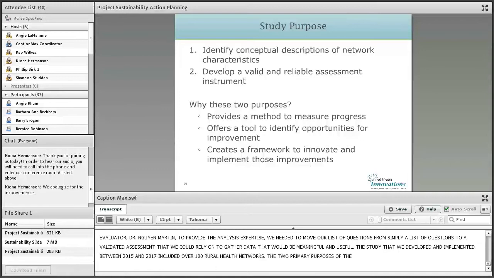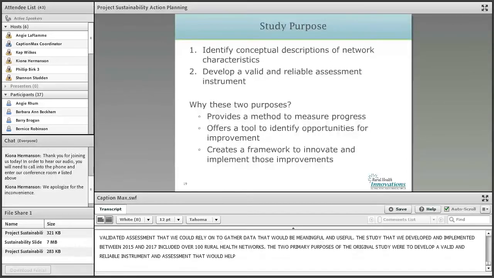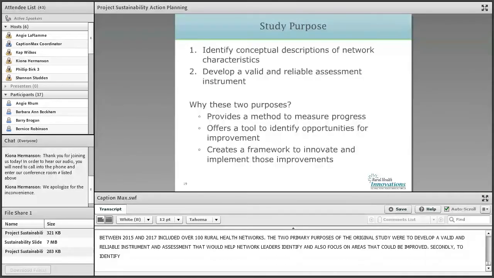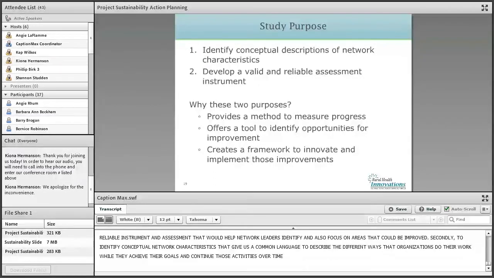The 2 primary purposes of the original study were to develop a valid and reliable instrument and assessment that would help network leaders identify and also focus on areas that could be improved. And secondly, to identify conceptual network characteristics that give us a common language to describe the different ways that organizations do their work while they achieve their goals and continue those activities over time.